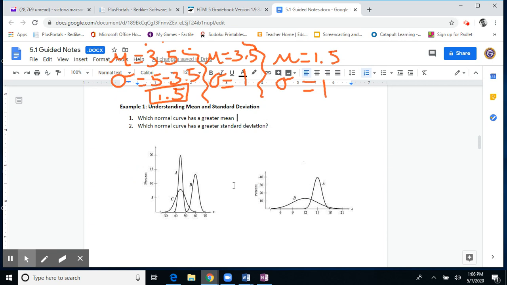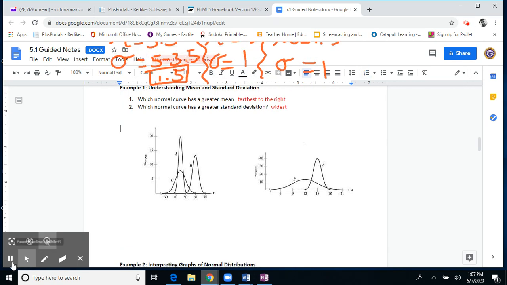So for this example, understanding the mean and standard deviations, determining which curve has a greater mean would mean which curve is the furthest to the right. And which curve has the greater standard deviation would mean which curve is the widest. So farthest to the right, and then for standard deviation, whichever one is the widest. Those are the two things you would look for.